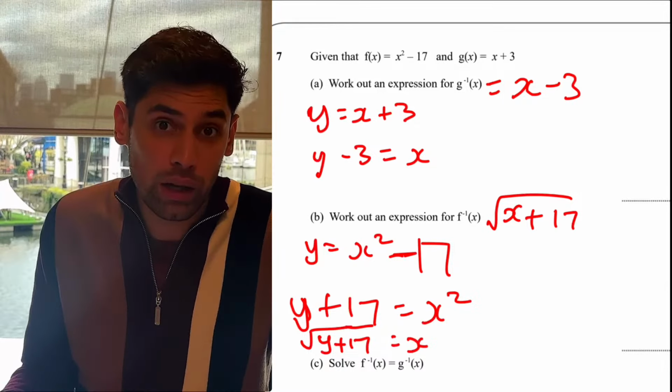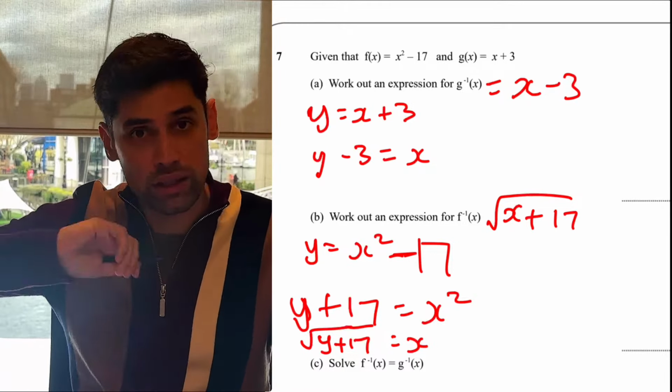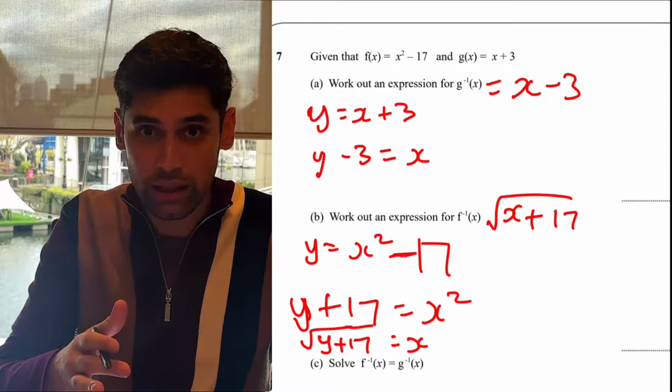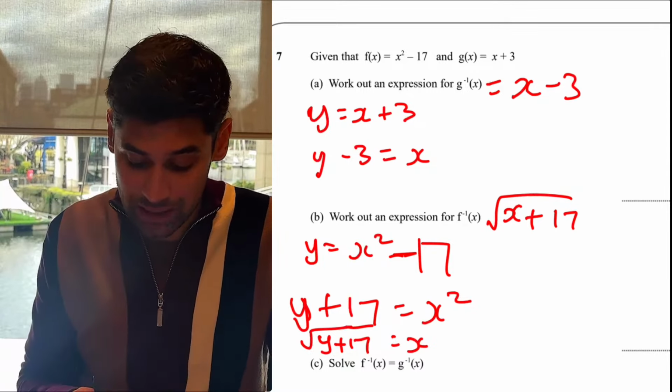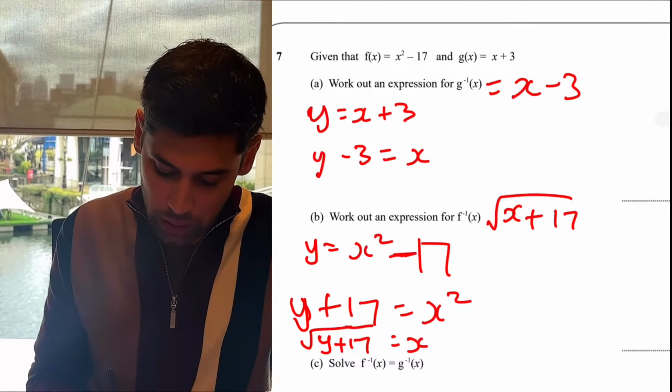And then we move to part C. Solve f inverse equals g inverse. Now this doesn't need to be complicated in any sense. We found inverse f, we found inverse g. It's telling us to put an equals between them, so that's quite simply what we do.